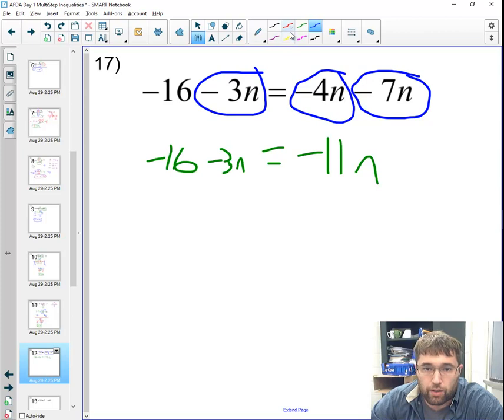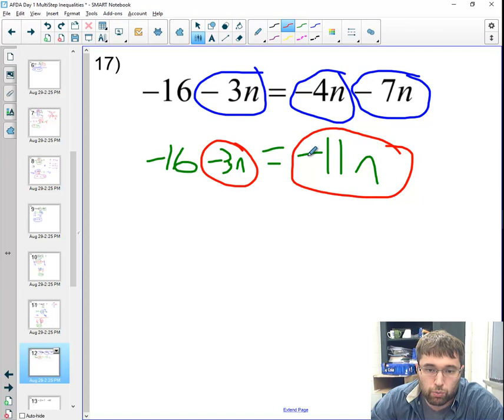And then we circle the variables, take care of the haters, but we have 2 circles, so we move the smaller number to the bigger number. However, this is the bigger number, but it's negative, so it's actually smaller than negative 3, because owing $11 is worse than owing $3. I have more money if I just owe $3.